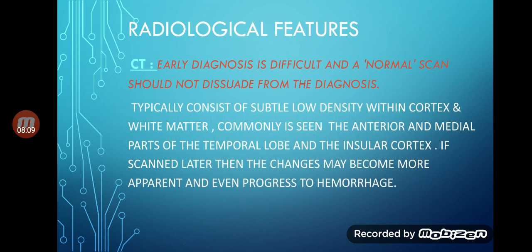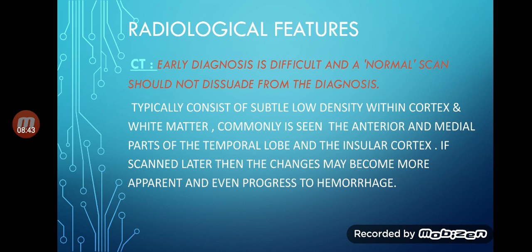Radiologically, the CT scan in the early stage is completely normal. So if the patient has clinical signs of encephalitis and the brain CT scan is normal, that does not exclude encephalitis. Later on, we can see a hypodense area involving all the cortex and white matter of the brain, with effacement of the sulci due to edema. Most often we can see it in the temporal lobe.